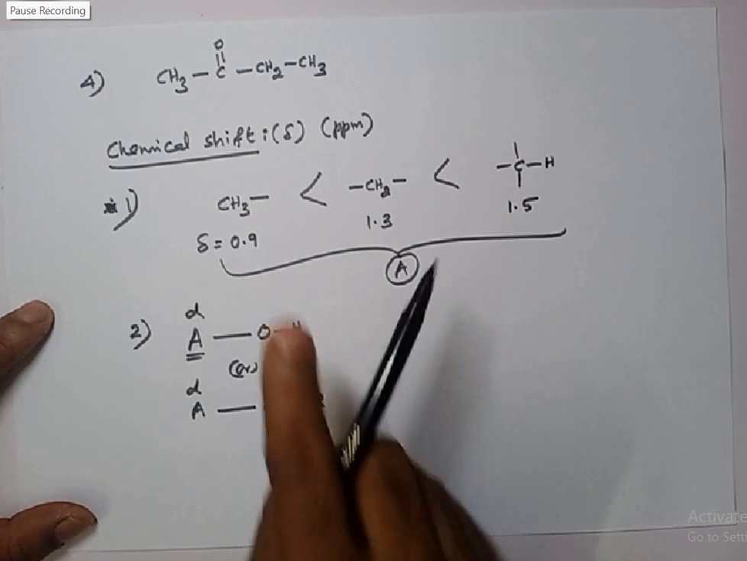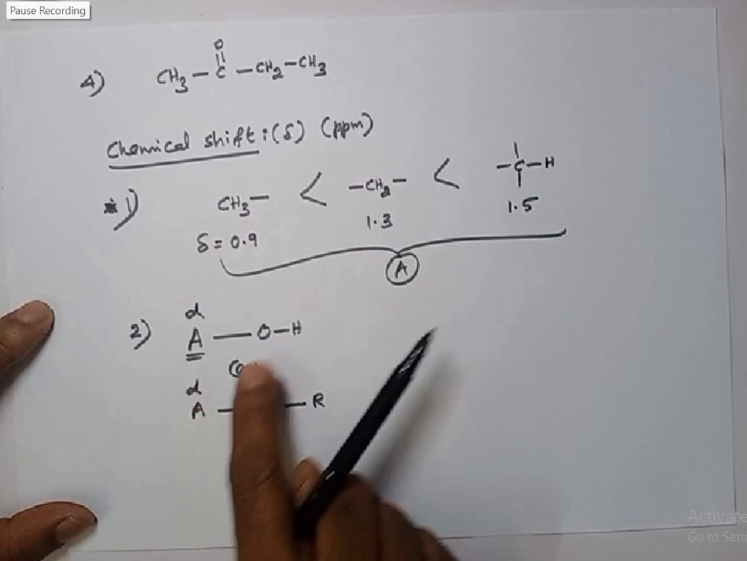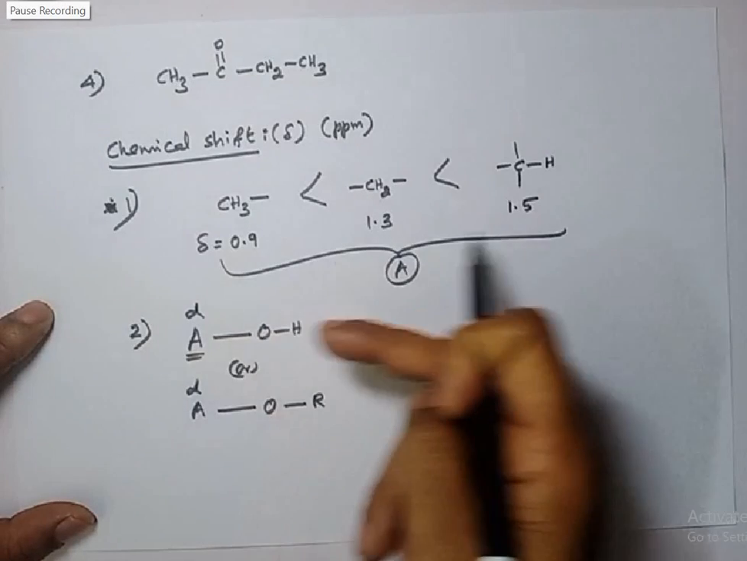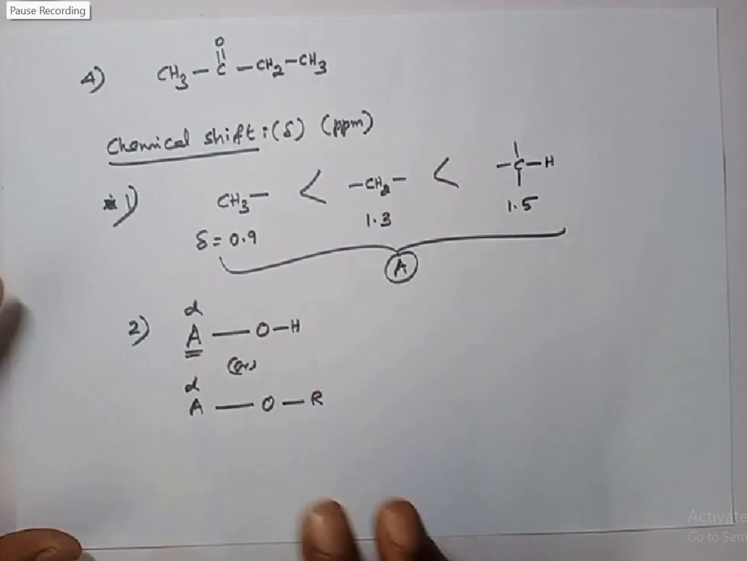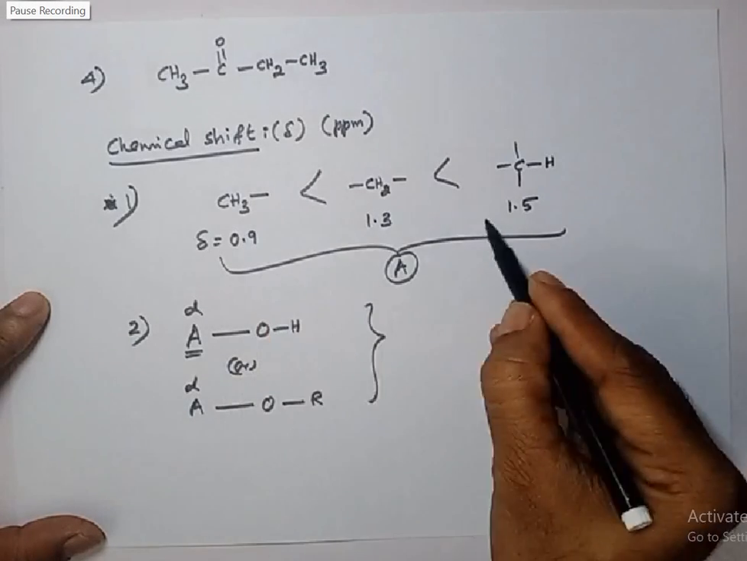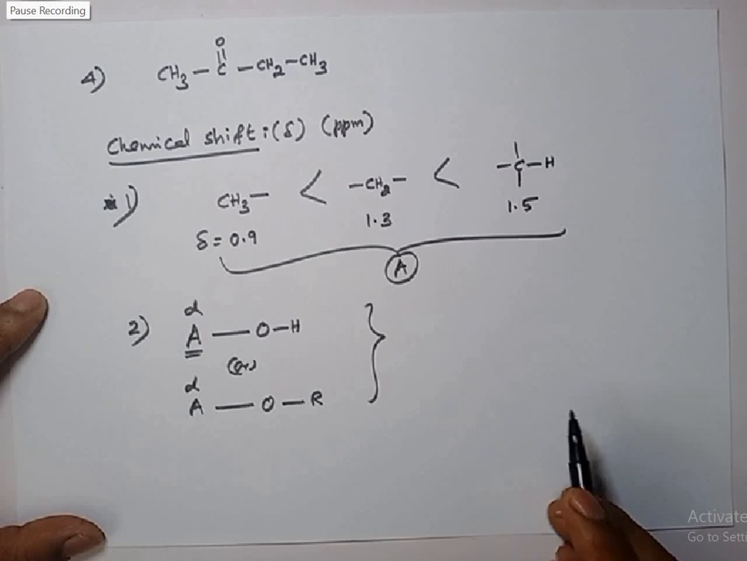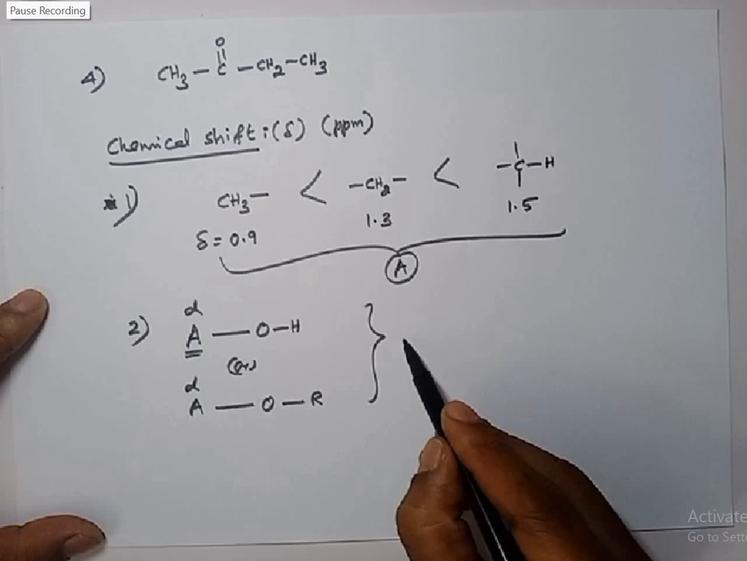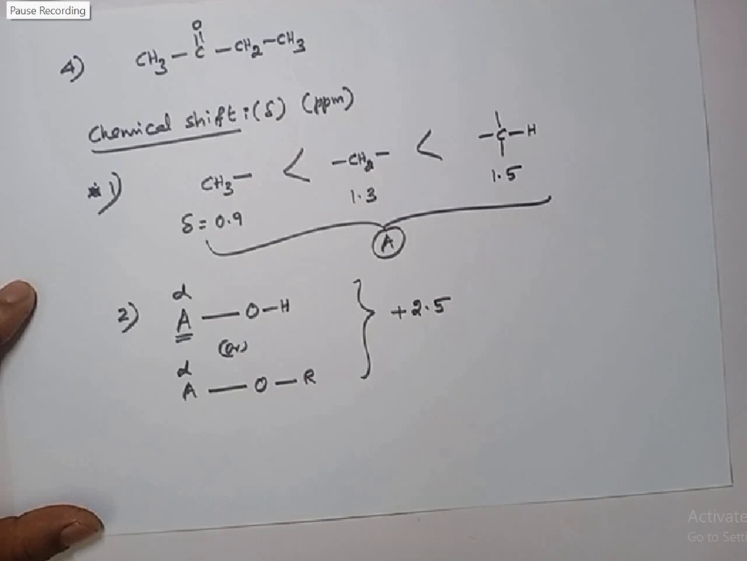Okay, if the methyl group, methylene group or methine group is present in the alpha position, meaning an OH group or OR group is directly attached, then to the normal chemical shift you should add a value of 2.5. Keep this in mind. Very, very important.